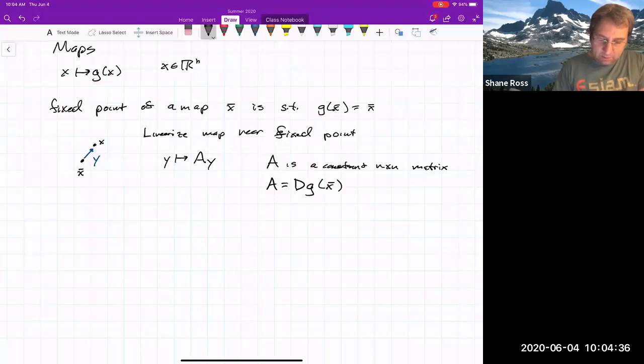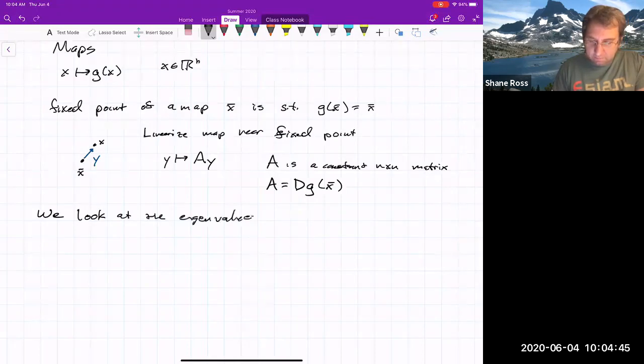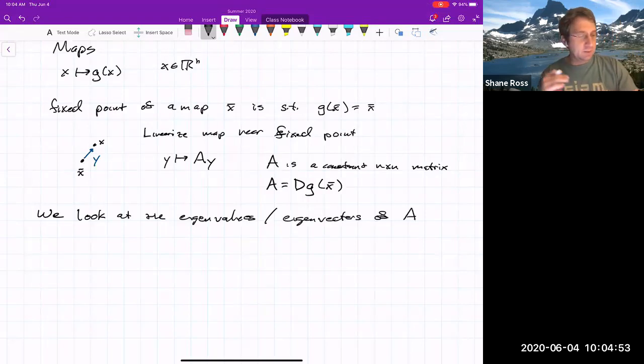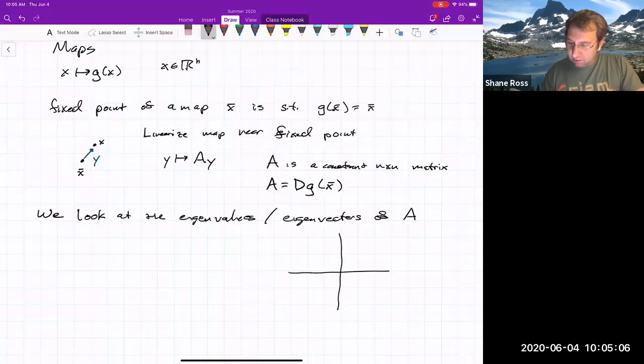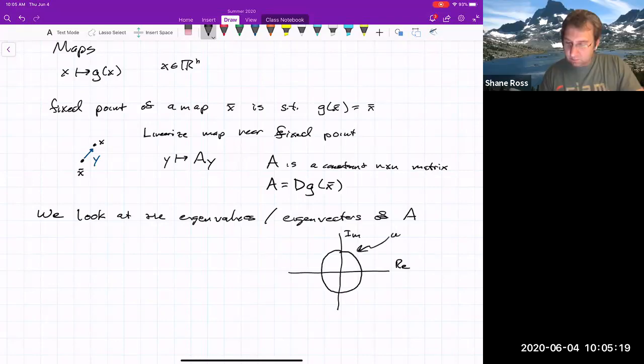All right. So we look at the eigenvalues and eigenvectors of A. And this will reveal the stable, unstable, and center subspace. But it is slightly different. Let me draw a sketch of the real and imaginary axis. We've got our unit circle. This is the unit circle, so modulus one, and we'll have eigenvalues that could be outside the unit circle, inside, you could have a complex conjugate pair, you could have things on the unit circle, outside the unit circle.